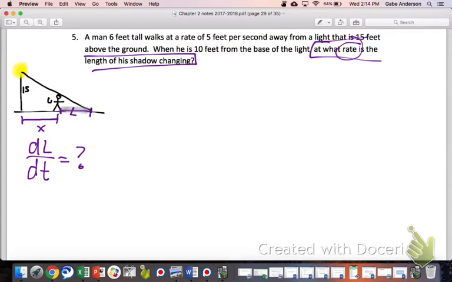So dL/dt, that's our objective, and we interpreted it like that. But now we need to go back through and ask ourselves, is there any other rate that we could underline and then interpret into something useful? Zach sees it. Lainey sees it. Colin sees it. Lainey, what do you got as far as what we could underline for another rate? He walks at a rate of 5 feet per second away. Yep, the man walks at a rate of that.